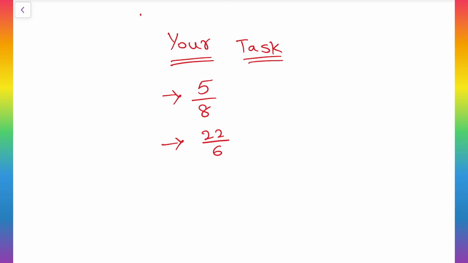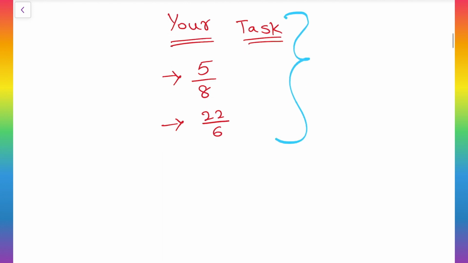Now you heard some of the problems, right? So based on that logic, you do for these two and check whether these two numbers are terminating decimals or else non-terminating repeating type of decimals.